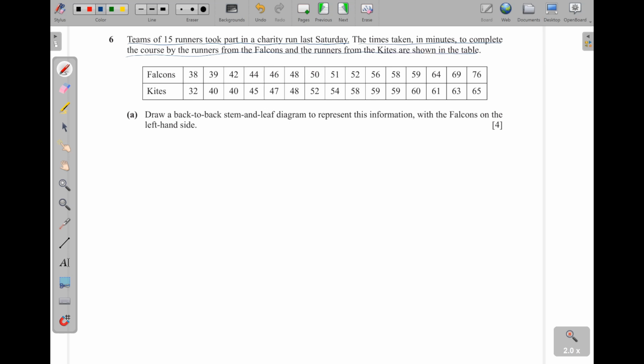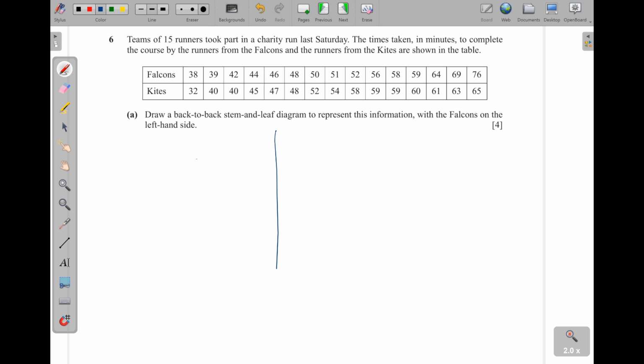And the results here are actually given in ascending order. So that one is very good. So in arrangement, it will help us because it is already arranged. Now, part A: draw a back-to-back stem and leaf diagram to represent this information with Falcons on the left side. Falcons on the left side. Very important. If you put it on the right, then you are gone.